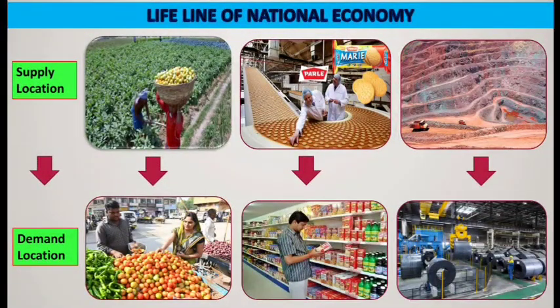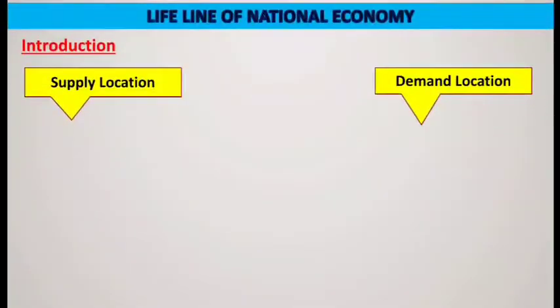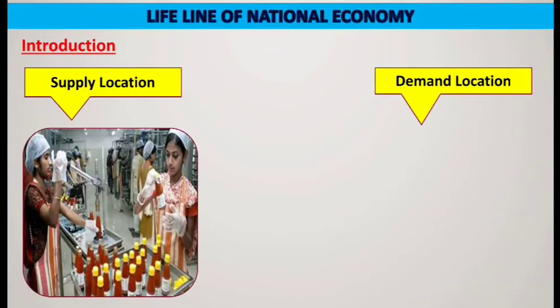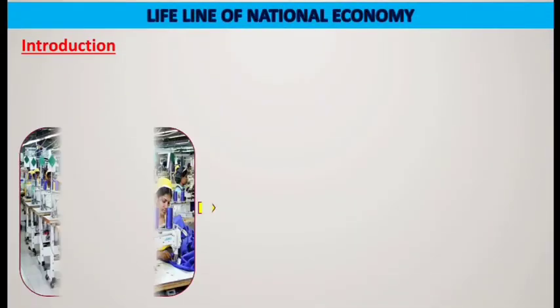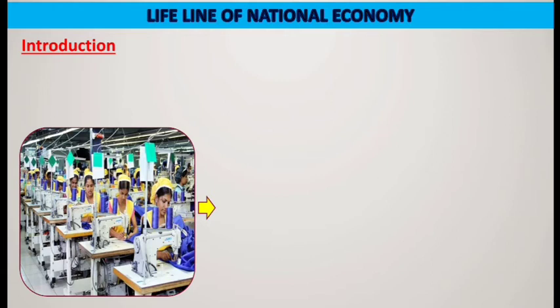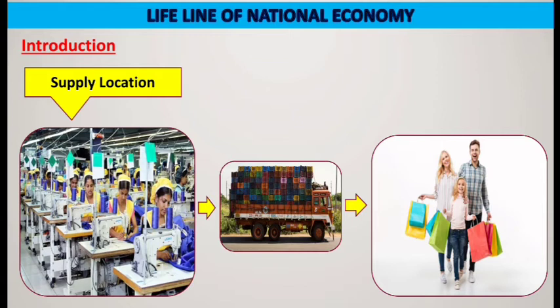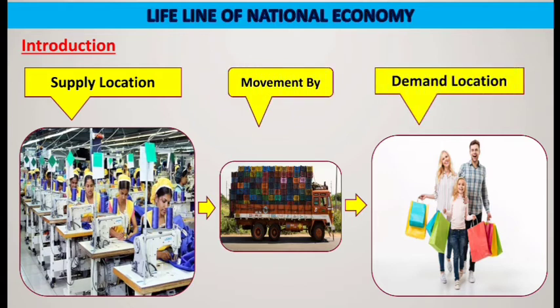How do the products come from supply location to demand location? For example, from the agriculture field to vegetable buyer, from the manufacturing industry to the consumers, and from the mining to the mineral industries. Goods and services do not move from supply locales to demand locales on their own. In these examples, food processing industry is the supply location and supermarket is the demand location, and these food products do not move from the industry to the supermarket on their own. In this example, the products are moved from the garment industry to the buyer by transport. Similarly, in all the examples, the movement of goods and services from their supply location to demand locations necessitates the need for transport. So transport is very important for movement of goods from supply locations to demand locations.